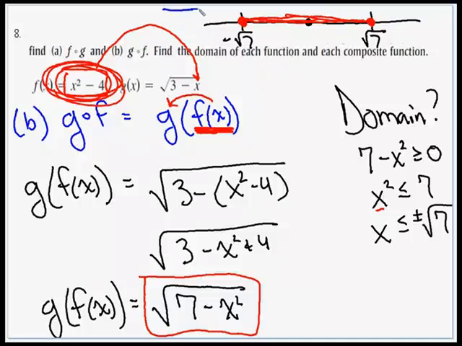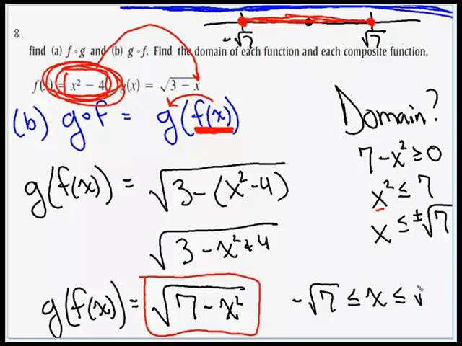Now, where do those domains overlap? If I did all real numbers as the blue line, that would go on forever in each direction. The only place these functions overlap is between root 7 and negative root 7. So that's our final composed function's domain, from negative square root of 7 all the way to positive square root of 7.